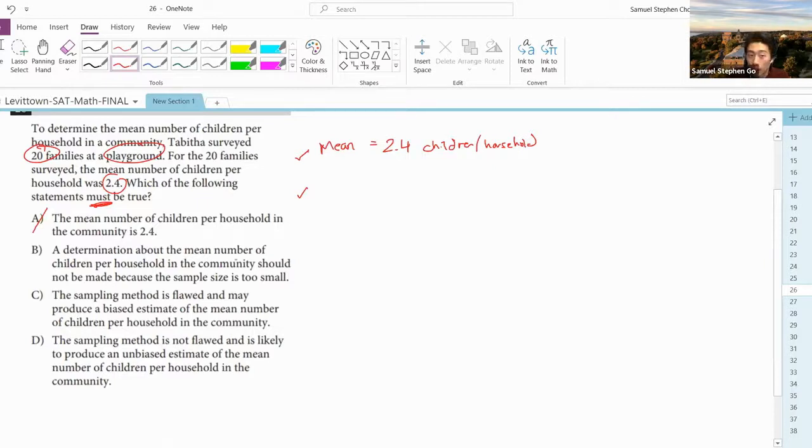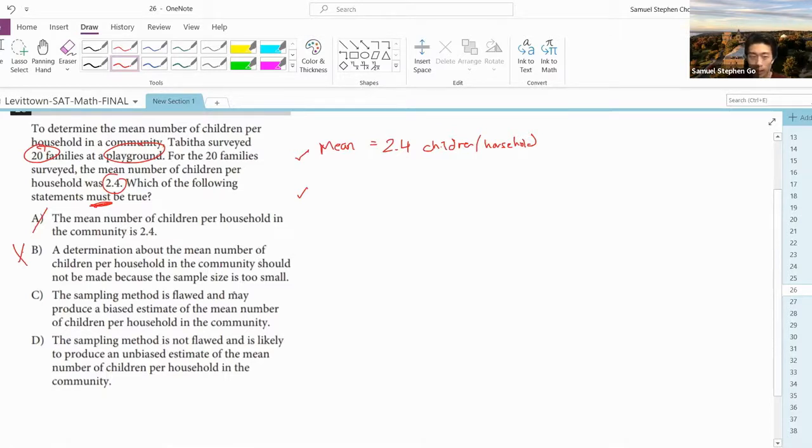We don't know what the community size is, however. What if the whole community was, let's say, 80 families? We have a quarter of them at the playground right now. Is that too small? Maybe not. You're already surveying a quarter of the entire population. That's usually pretty good. So we'll put a maybe no here because we're not super certain, but this at least tells us something might be wrong.